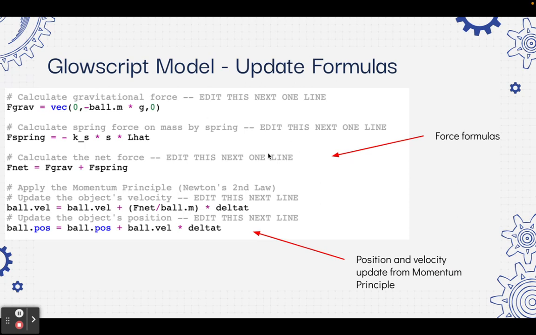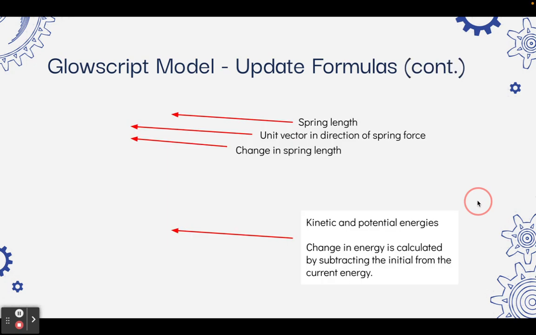So here we have the update formulas for the GlowScript model. Here we have the force of gravity, which is defined as negative mass times gravity. Here we have the force of the spring, which is just defined as the negative spring constant times the difference between the current length and the relaxed length times the unit vector in the direction of the spring force. And then we have the net force by just adding the force of gravity and the force of the spring. And here we just have the Newton's second law position and velocity update formulas.